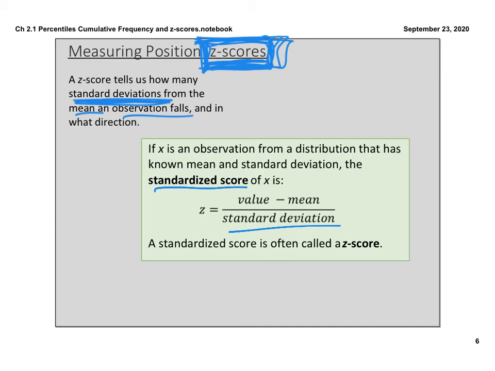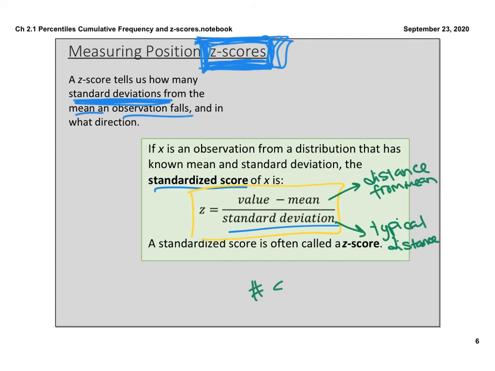Okay, this is a really simple calculation right here. You always want to take the data minus the mean and then divide it by the standard deviation. This numerator right here, this is your distance, okay? Your distance from the mean is that numerator. This is your typical distance. That's what standard deviation is. So you can take the distance from the mean and divide it by the typical distance to get the number of standard deviations away. That's what you're finding there.